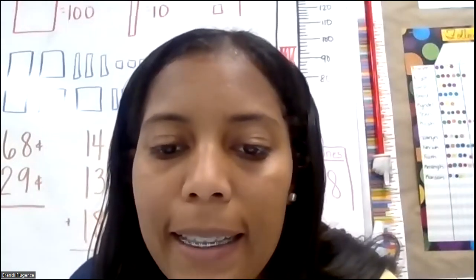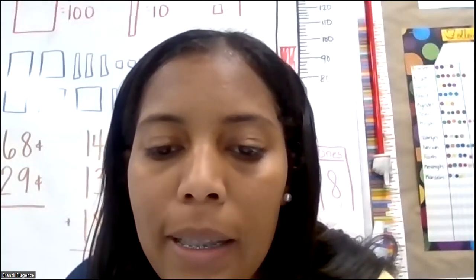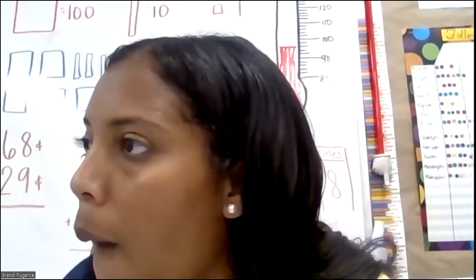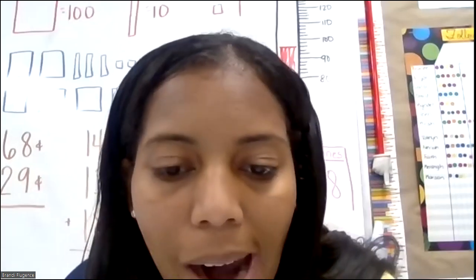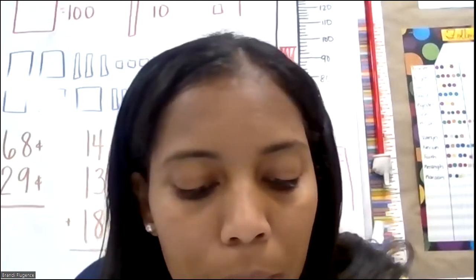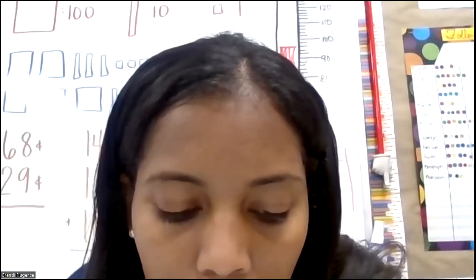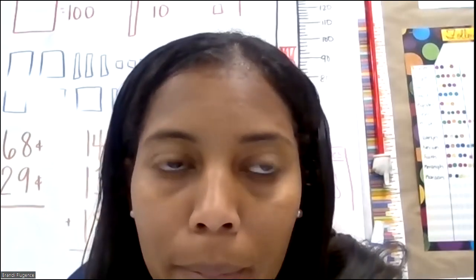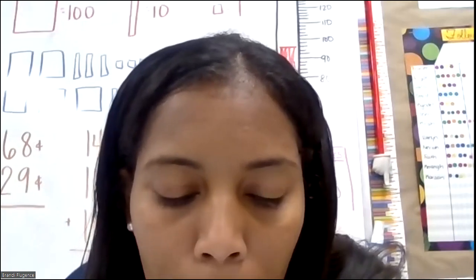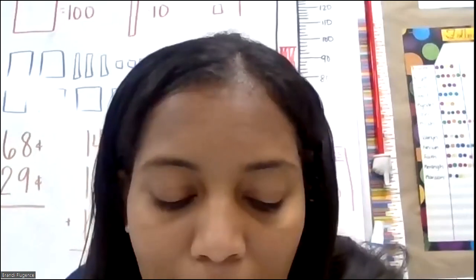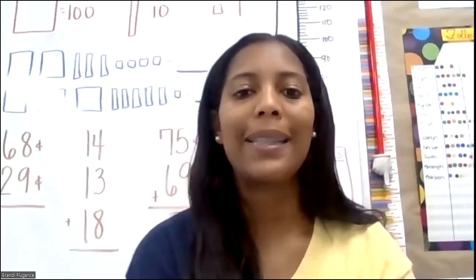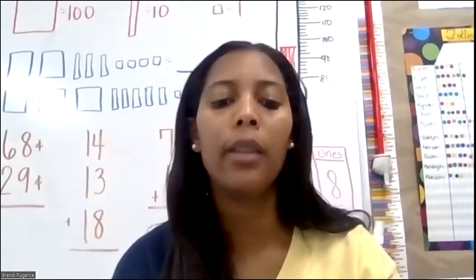6 minus 3? 3. 7 minus 3? 4. 8 minus 3? 5. 9 minus 3? 6. 10 minus 3? 7. 11 minus 3? 8. 12 minus 3? 9. 13 minus 3? 10. And 14 minus 3? 11.